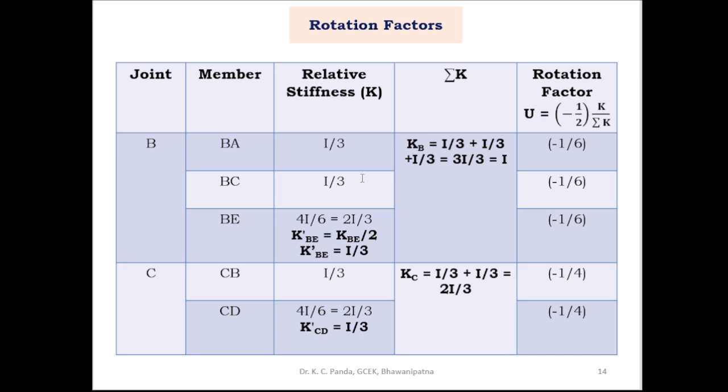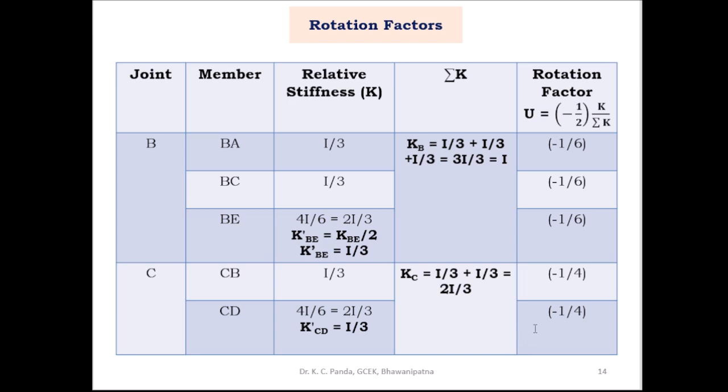Similarly, UBC is equal to minus half KBC divided by summation of KB, and this value is minus 1 by 6. Then UBE is equal to minus half KBE divided by summation of KB, and this value is minus 1 by 6. Similarly, UCB is equal to minus half KCB divided by KC, which is minus half I by 3 divided by 2I by 3. So this is equal to minus 1 by 4.